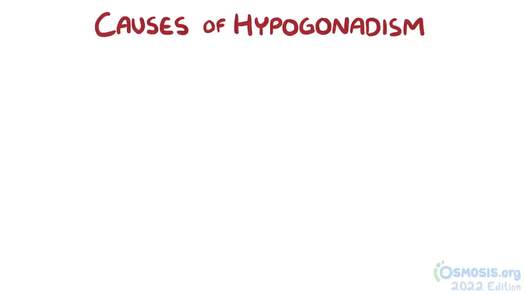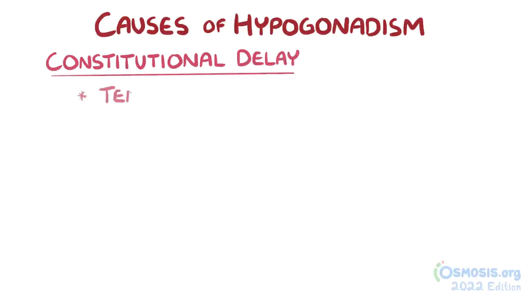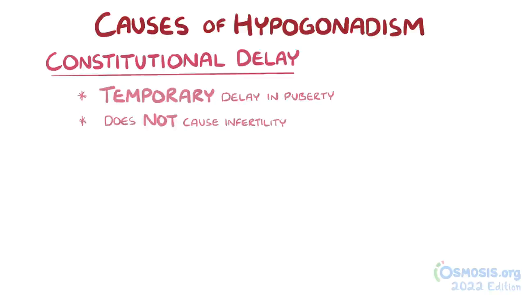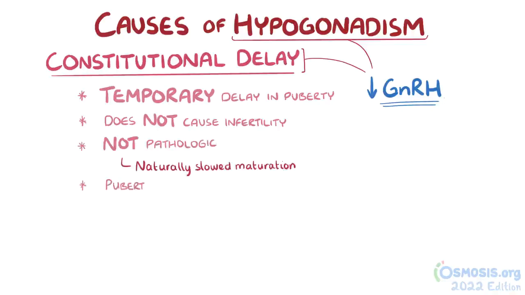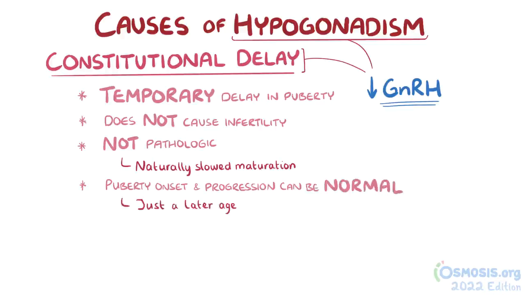A third category, called constitutional delay, is a temporary delay in puberty which does not typically result in infertility. Just like in secondary hypogonadism, there is a lack of gonadotropin-releasing hormone, but the key difference is that it's not considered pathologic. Instead, it's thought to be a naturally slowed rate of maturation. The onset of puberty can still occur naturally, and puberty can progress normally after onset. It just all happens at a later age. Typically, there's a genetic component to constitutional delays, and it runs in families.